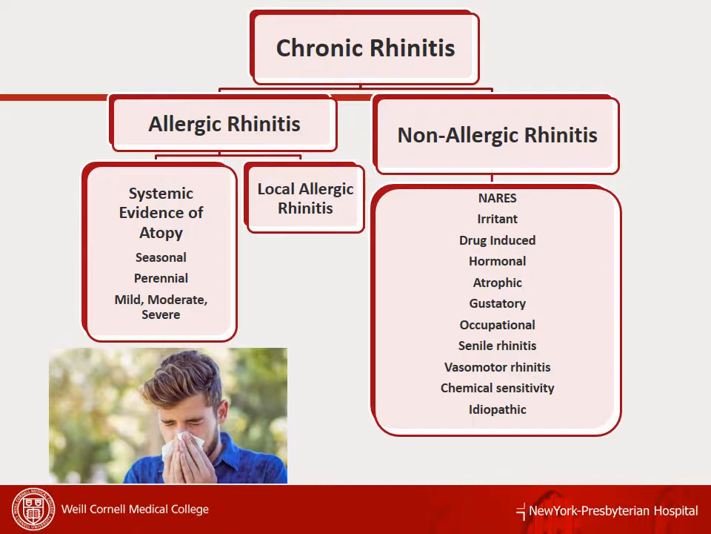Those who have systemic evidence of atopy, those are our seasonal, perennial rhinitis patients. And then there's also those patients who don't have systemic evidence of atopy, and those are what we call the local allergic rhinitis patients. But they can present very similar to those patients who have allergic disease with systemic evidence of atopy, meaning IgE present in the serum or positive skin prick testing.